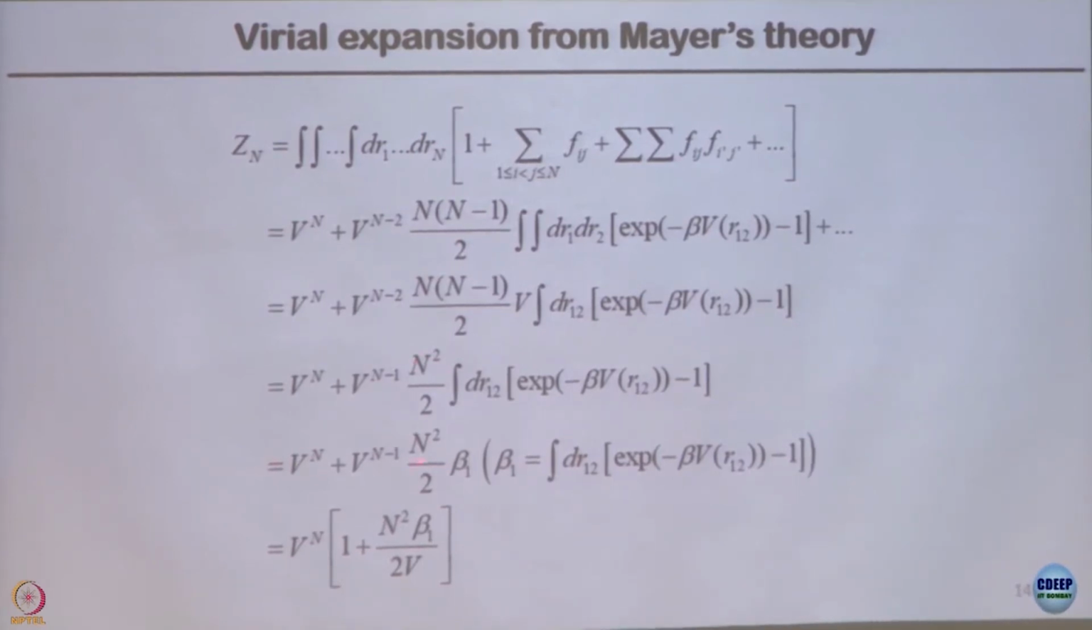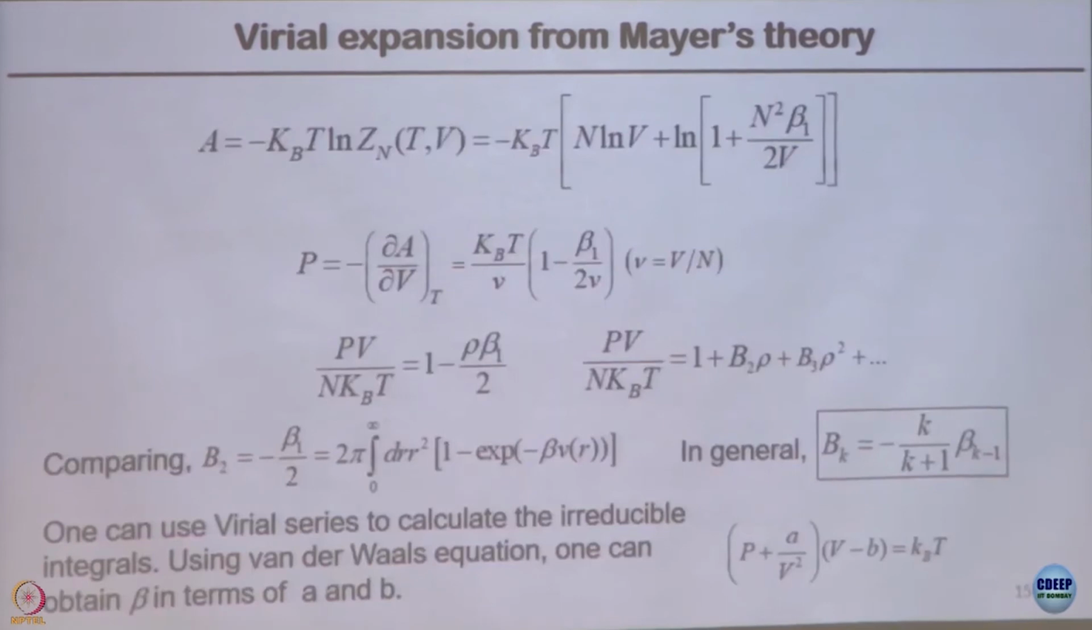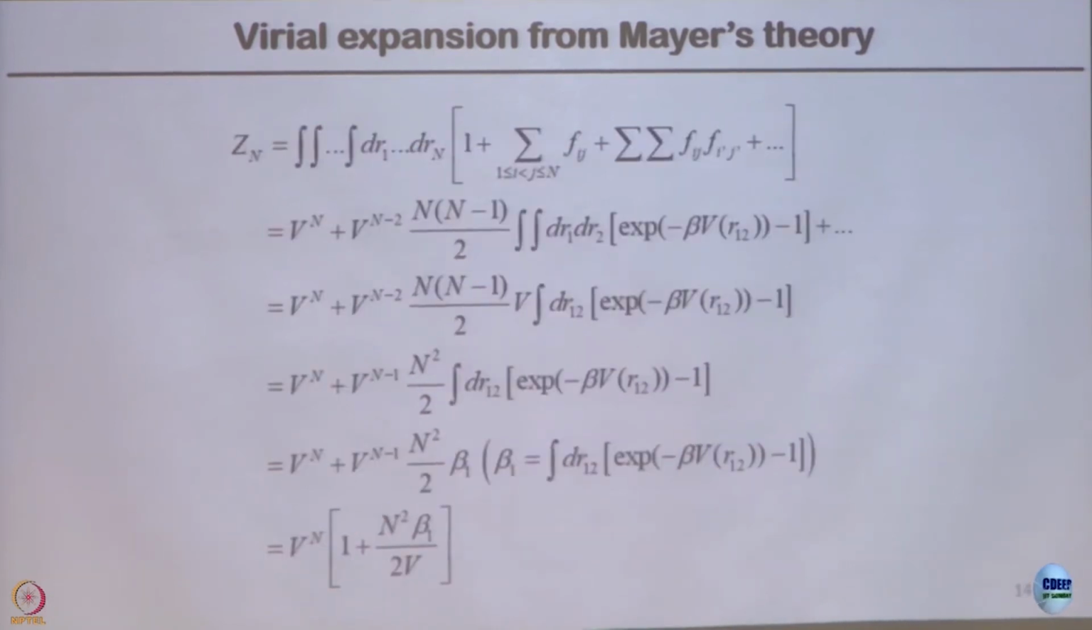And then I bring it here, take V to the N out, 1 by V comes here, it becomes 1, N squared beta 1 by V. Beta 1 is a volume term. And in general, this is the partition function.